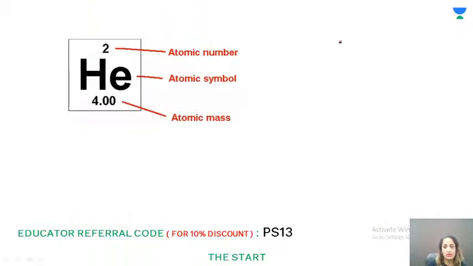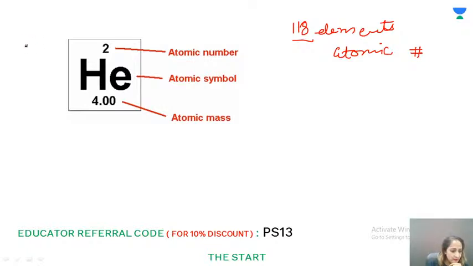Yes, here you go. So guys, in the periodic table, as I said, we have all 118 elements arranged in the increasing order of their atomic number. That is what the periodic table is. But when we look closely at the periodic table, what do we see? This is the atomic symbol of the element, and what we see over here is the atomic number.